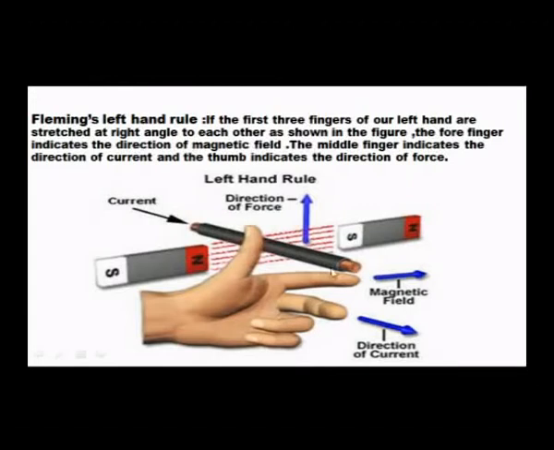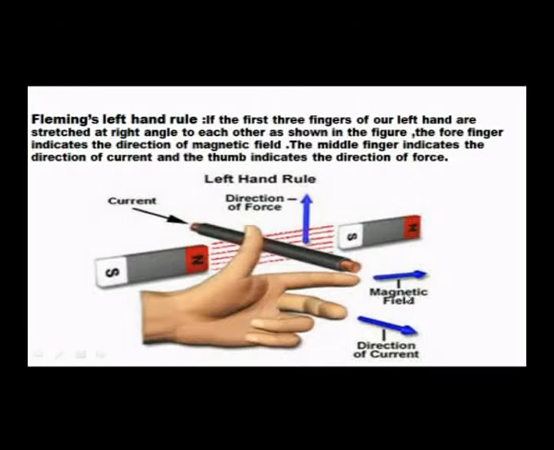Okay, so the forefinger shows the direction of the magnetic field. And what does the middle finger indicate? The middle finger indicates the direction of current. So the direction of current is given by the direction in which the middle finger is pointing, and the thumb shows the direction of the force.